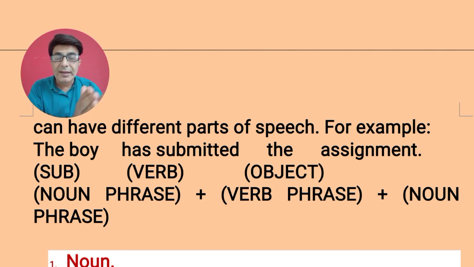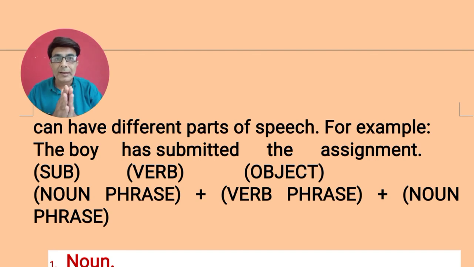the object. So the subject is made of 2 words, right? 2 words, the boy. What is the? The is a determiner. Determiner is what? Determiner is a part of speech. Boy is a noun. Okay, has submitted is the verb, and the assignment here, the word assignment is a noun and the is a determiner.